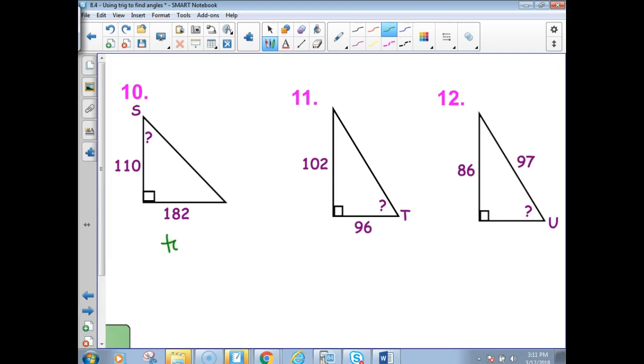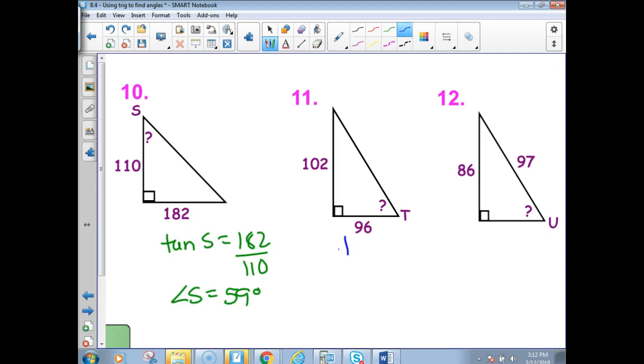For number 10, you should have had the tangent. Is my question mark in the right place? All right, I was worried about that. What'd you get, Nathan? 58? Is that what you said? 59? Did everybody else get the same thing? All right, I'm just verifying.